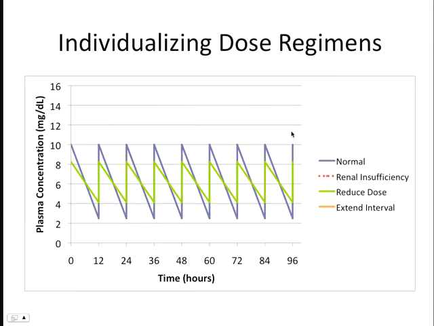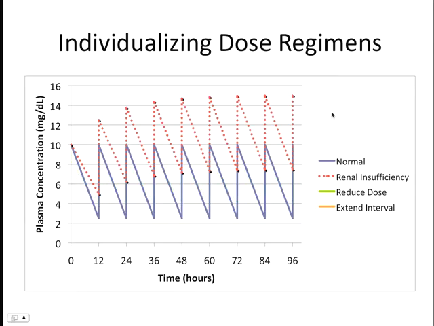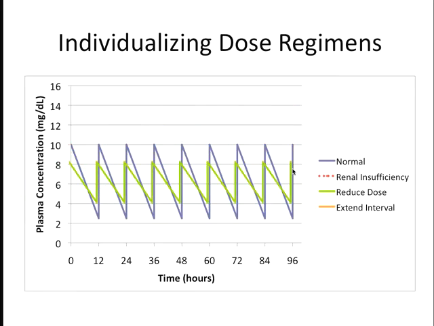So if we reduce the dose, shown here in the green lines, both the peak and the trough are now decreased compared to what was in renal insufficiency. Here, the peak and the trough for the red line represents renal insufficiency. So we decrease the dose, and our peak and our trough completely lower. But compared to a patient with normal renal function, which is that purple line in the background, we see that our peak is actually less, but our trough is actually more than what we would expect to see with a patient with normal renal function.